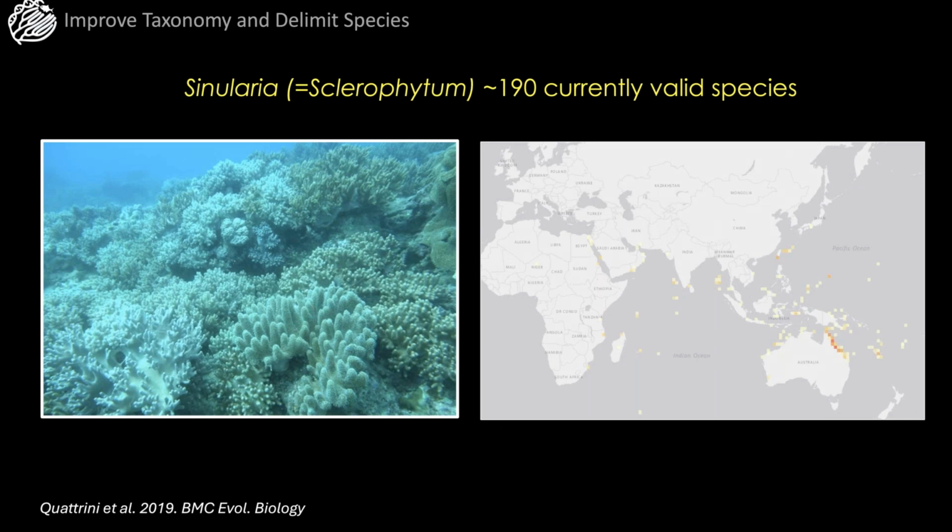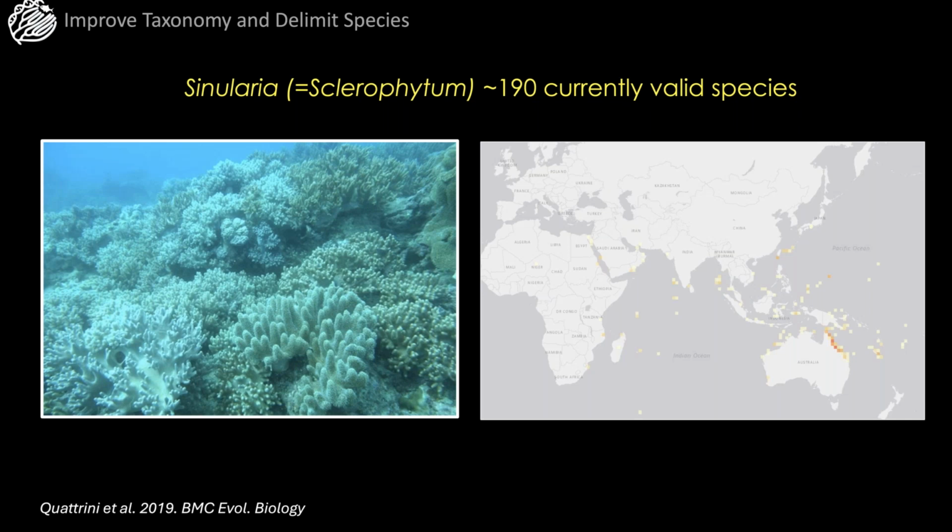And so, looking at these longstanding challenges, I really wanted to get at this question. I'm going to share with you this story on Sinularia or Sclerophytum and show you how we're using genomics to delimit species within this genus. This genus is highly speciose. There's 190 currently valid species.